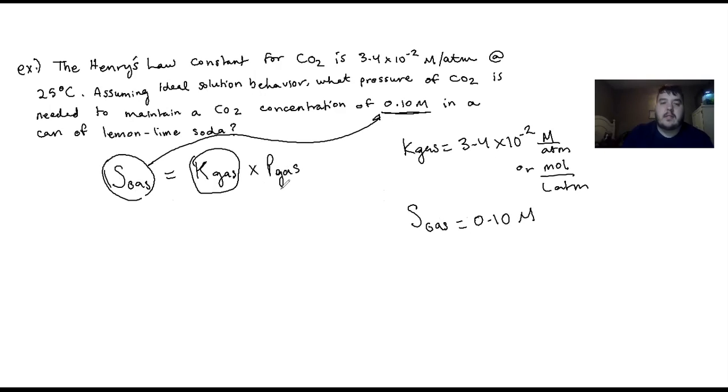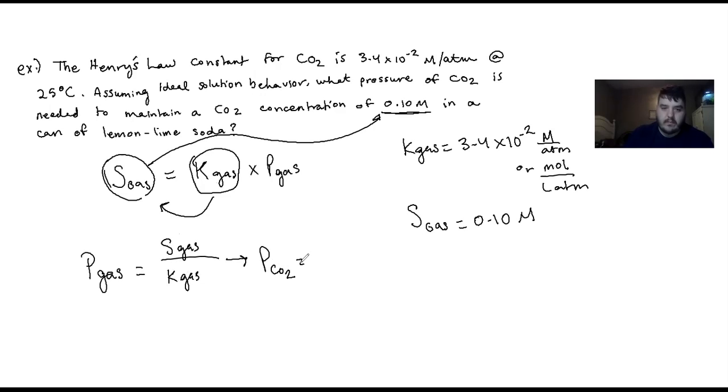So I can solve for the pressure of gas. How do I do that? I do it by dividing by the Henry's law constant. I'm going to bring this over by dividing on both sides. In doing so, I get that the pressure of gas is equal to the solubility of the gas divided by Henry's law constant of that gas. The gas in question here is obviously CO2, so I'll change that to CO2.